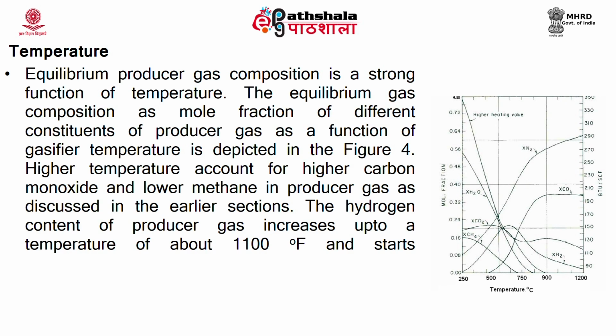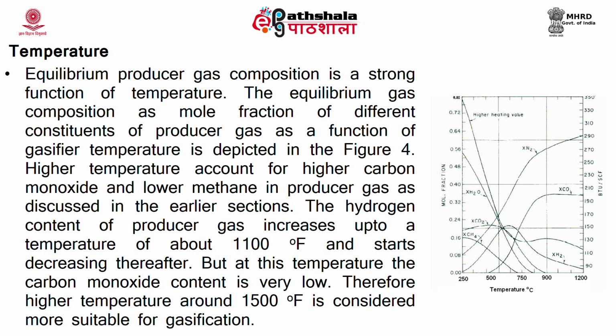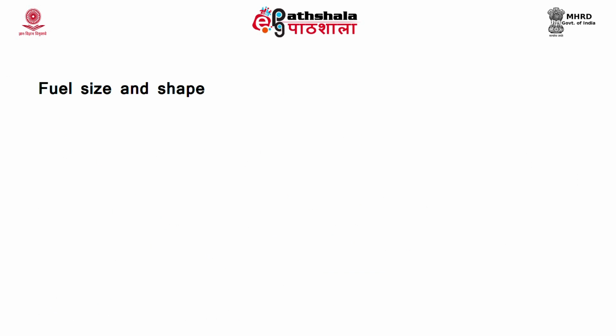Equilibrium producer gas composition is a strong function of temperature. The equilibrium gas composition as mole fraction of different constituents of producer gas as a function of gasifier temperature is shown in this figure. Higher temperature accounts for higher carbon monoxide and lower methane in producer gas. The hydrogen content of producer gas increases up to a temperature of 1100 degree Fahrenheit and starts decreasing thereafter. But at this temperature the carbon monoxide content is very low. Therefore, higher temperature is considered more suitable for gasification. Fuel size and shape.